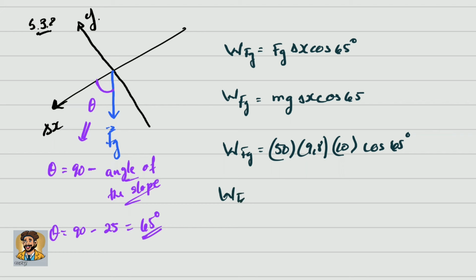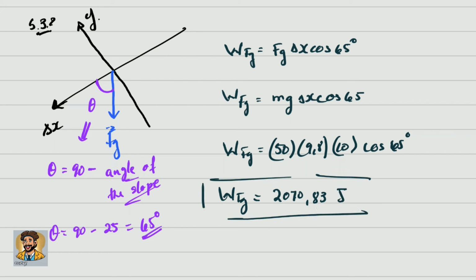So when you calculate this one, you get 2070.83 joules. This is the work done by the gravitational force. And this time they give one mark for the formula, one for the substitution of the numerical values, one for the angle, and one for the final answer.